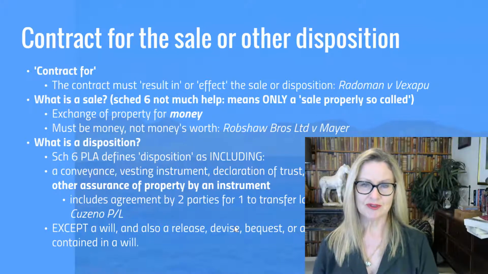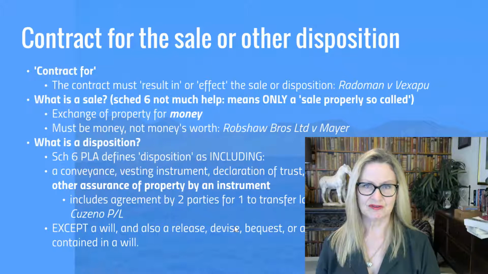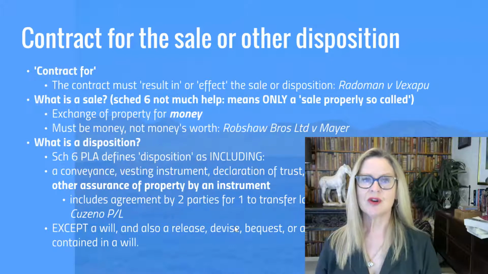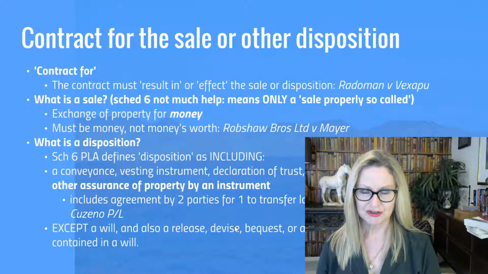Okay, so the first component that we need to look at is that there has to be a contract for the sale or other disposition of land. There's a lot packed into that, contract for the sale or other disposition. And firstly, what is a contract for sale? What is a contract for disposition?